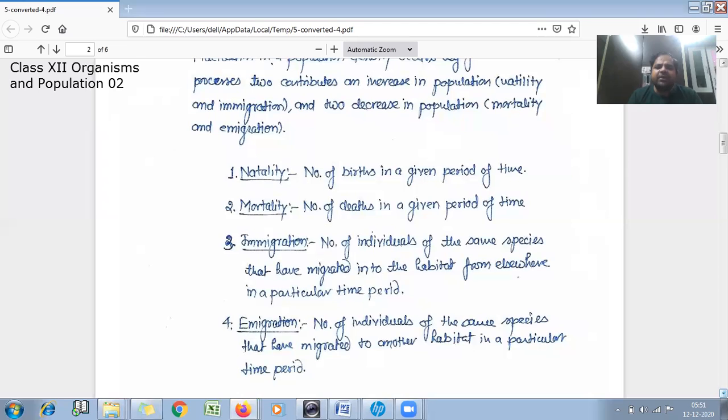The third is immigration. It is the number of individuals of the same species that have migrated into the habitat from elsewhere in a particular time period. It means some individuals come into a particular geographical area. This is called immigration. Since some individuals are coming into a particular population, again it will be additive.